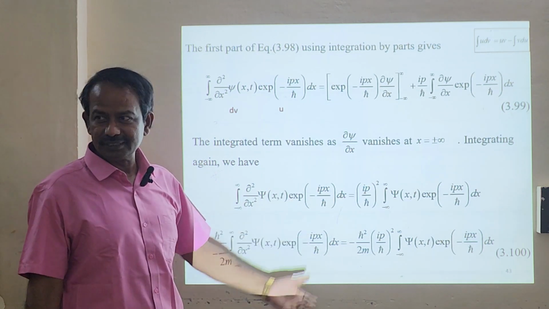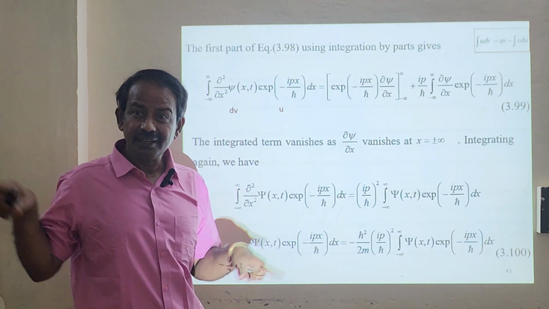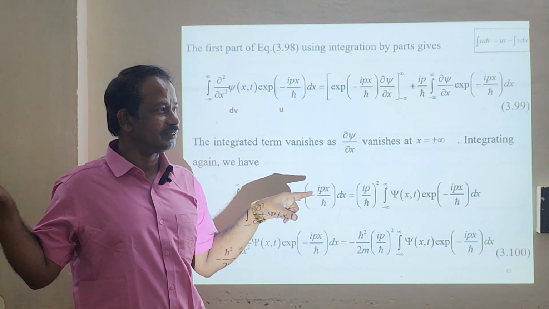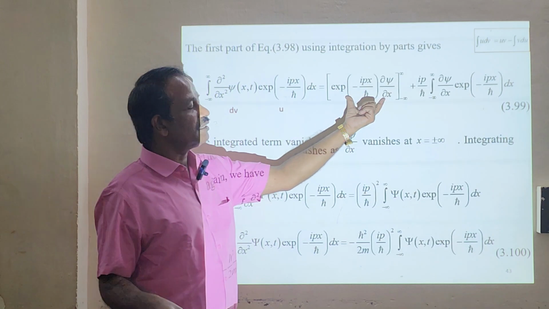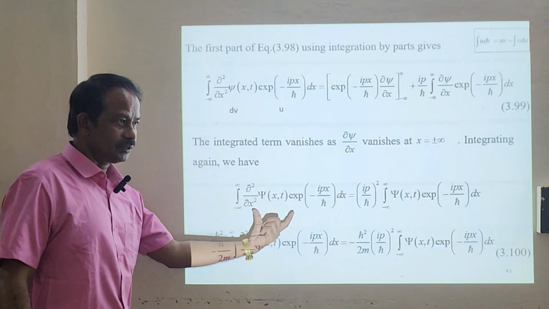The same argument which we discussed just now: psi and d psi by dx should disappear at infinity. Psi should not be there, d psi should not be there. So this term will become zero, and you will get only this term alone. Correct?